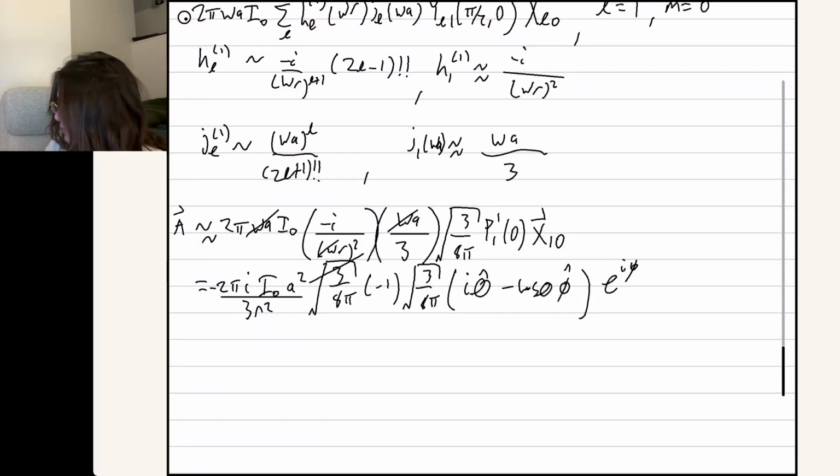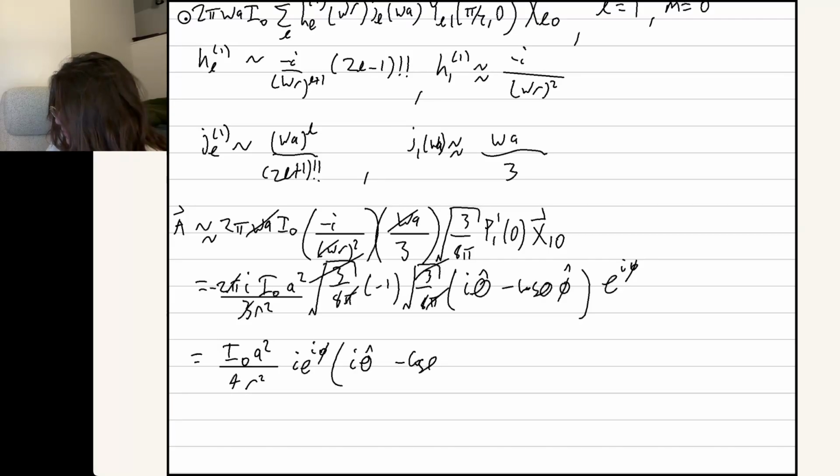Now when you square these radicals, this 3 is going to cancel out this 3. You end up with a total 8π on the bottom, and those π's will cancel out this π. So you just end up with a 4 on the bottom, and then, yeah, so you get positive I₀ a² over 4r² times i e^(iφ), and then the stuff inside the vector. That's going to be your vector potential in the lowest non-vanishing multipole in the near zone.